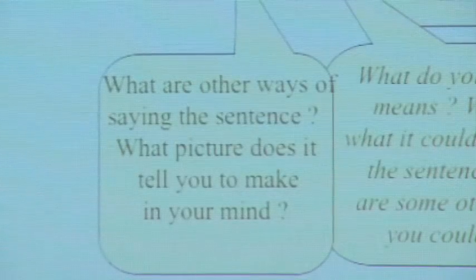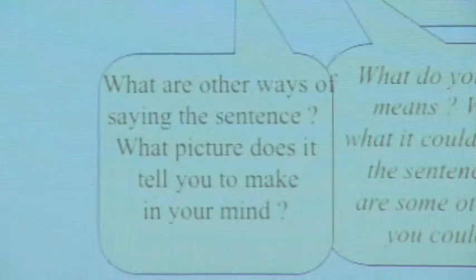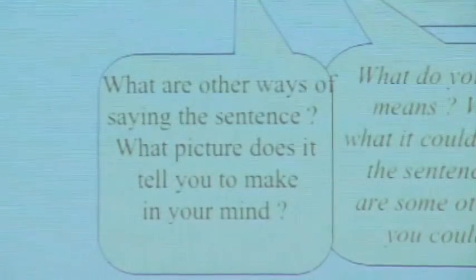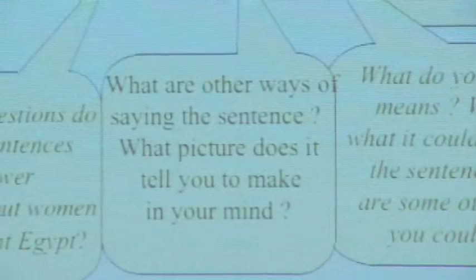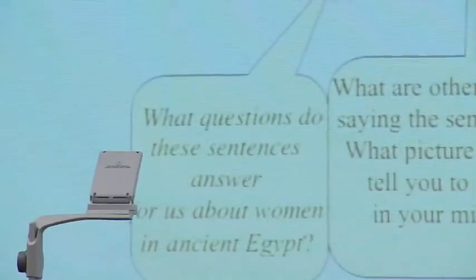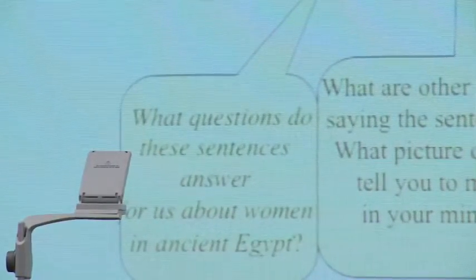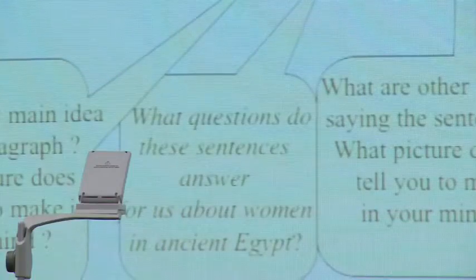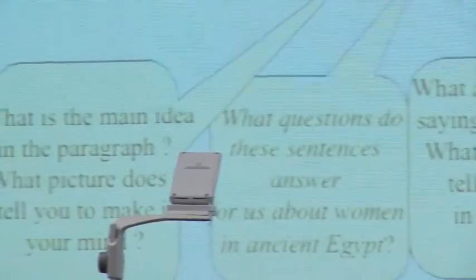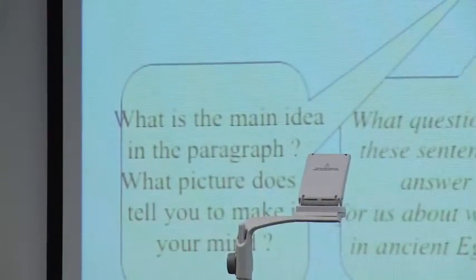And so on. So these sentences are linking the new ideas together. This is where the children are learning the new ideas. After we've read 2 or 3 sentences, what questions do these sentences answer for us about how women lived in ancient Egypt? What's the main idea of the paragraph? We've read a paragraph. What's the picture in that paragraph, and so on?